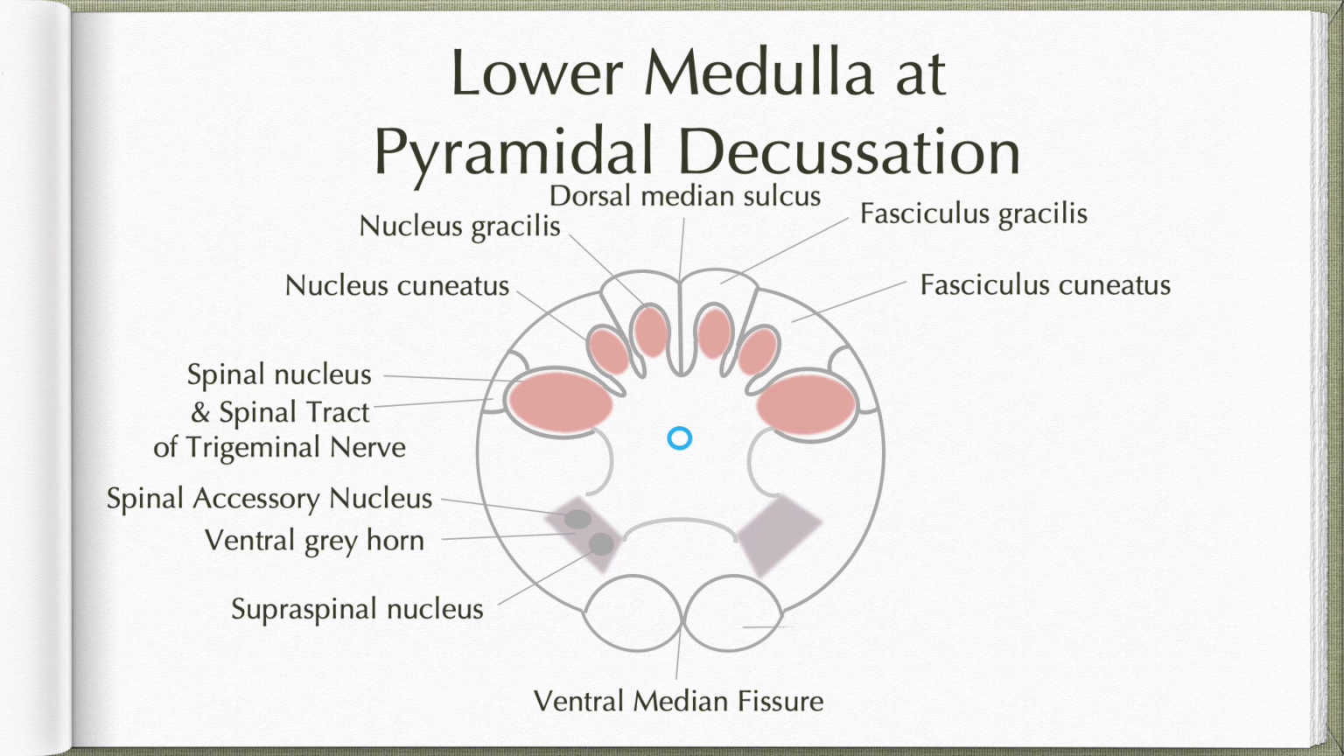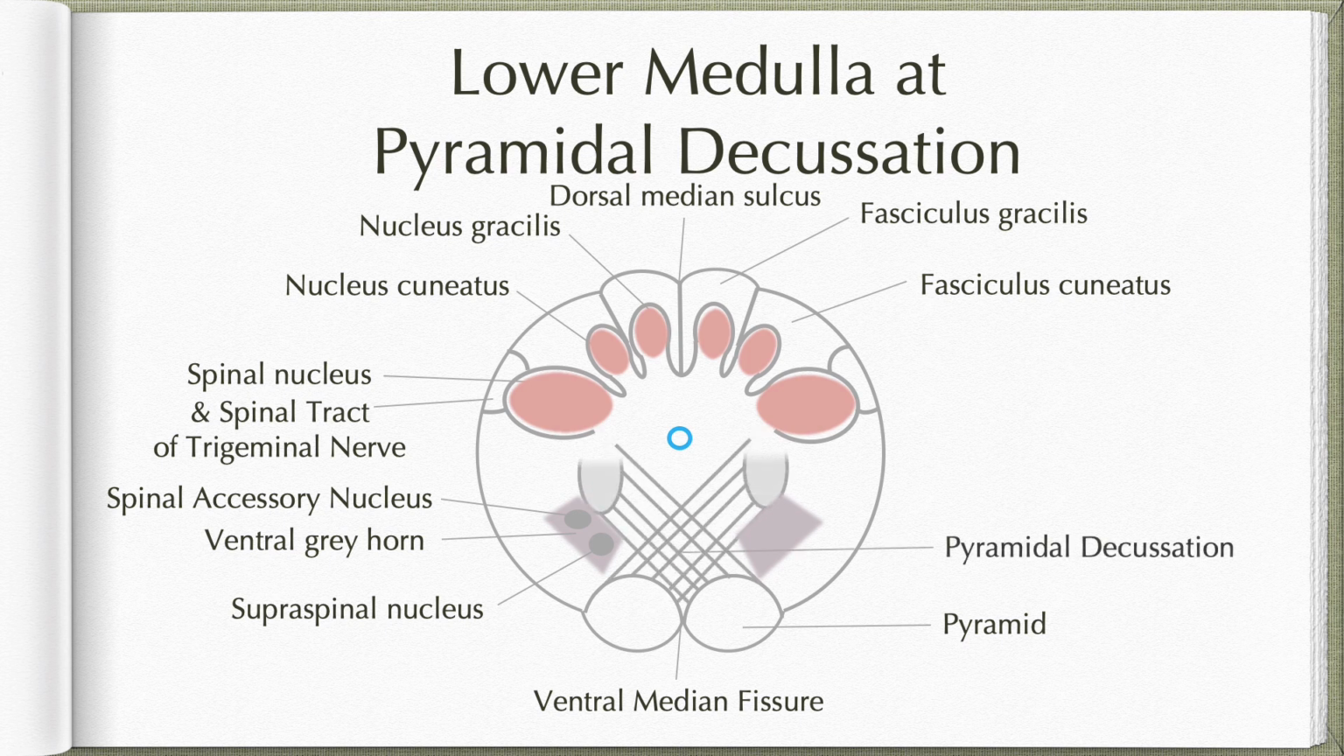But the most characteristic feature here is the presence of pyramids on either side of the midline ventrally. 75 to 90% of the fibers in these pyramids cross to the opposite side at the pyramidal decussation to form the lateral corticospinal tract. And these crossing fibers of the pyramidal tract or the corticospinal tract will separate the ventral grey horn from the rest of the grey matter. The uncrossed fibers will descend ipsilaterally as the ventral corticospinal tract, or they may join with the ipsilateral lateral corticospinal tract.